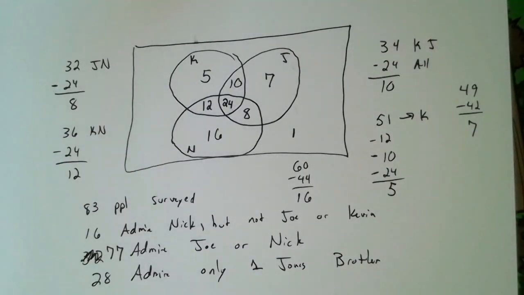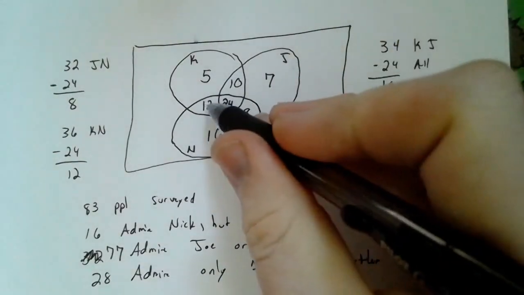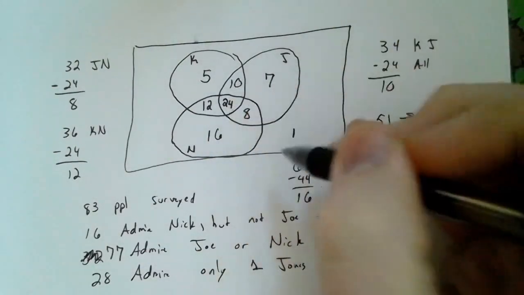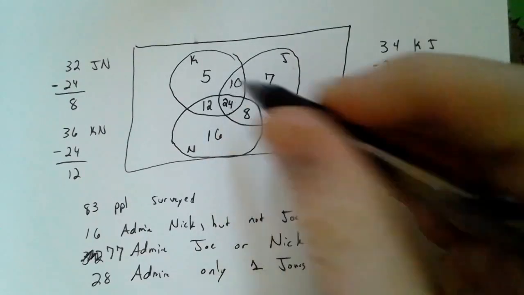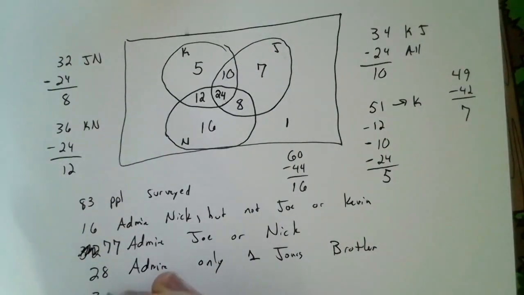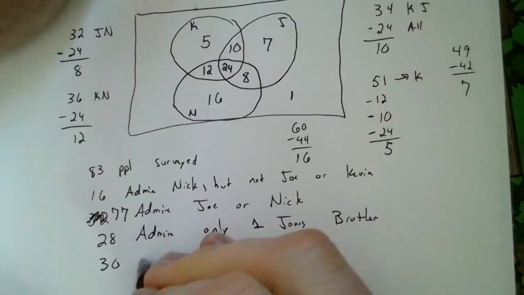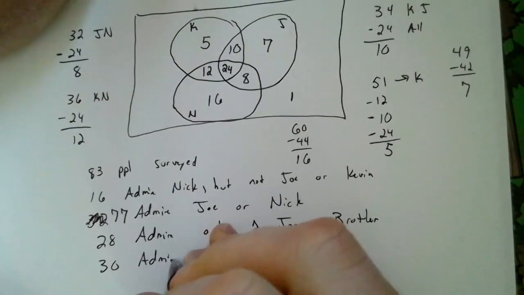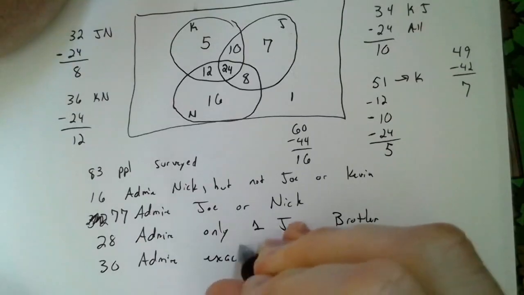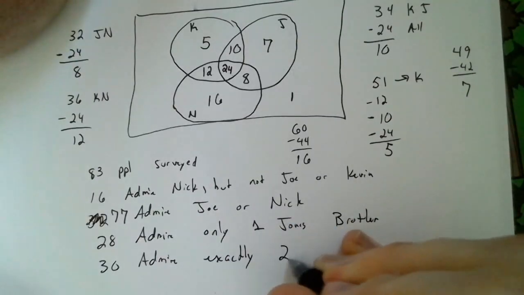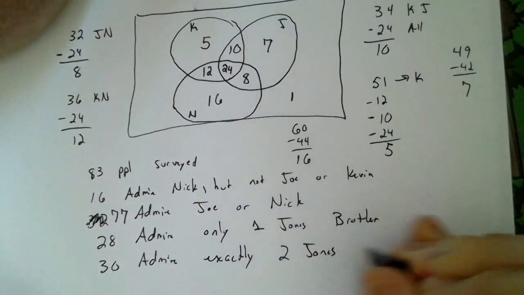Okay. And then how many admire exactly two of the Jonas Brothers? So 2, no more, no less. So it's going to be these sections here. So 12, 8, and 10. So 12 and 8 is 20, and 10 is 30. So 30 admire exactly 2 Jonas Brothers.